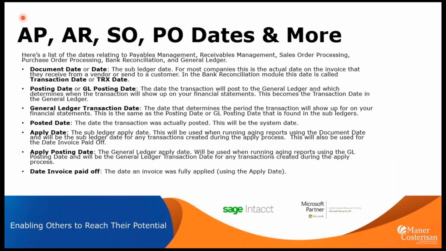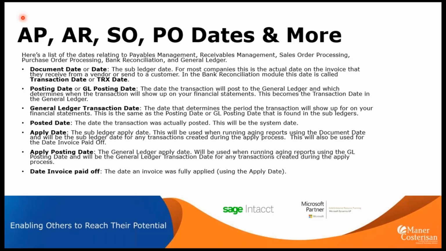Now, talking about our AR, AP, sales orders, purchase orders, dates, and more. When you are looking at your different transactions, the document date on a lot of your entry windows is the subledger date. For most companies, it is going to be the actual date of your invoice that you receive from your vendors or customers. In your bank transaction window, it's going to be your transaction date. So think of when you're looking at the screens, the document dates are going to be the subledger dates, not necessarily your posting dates.